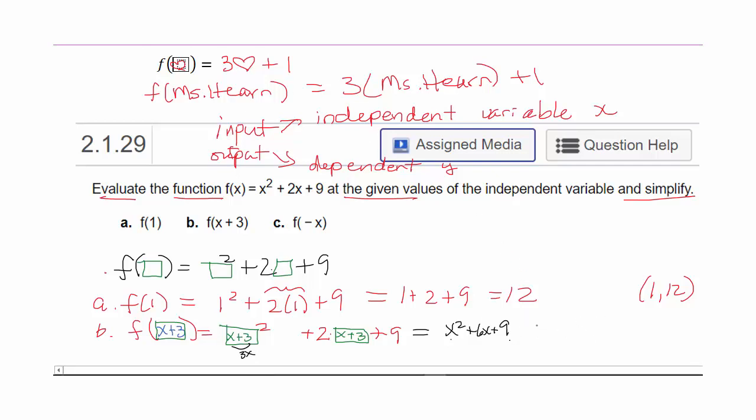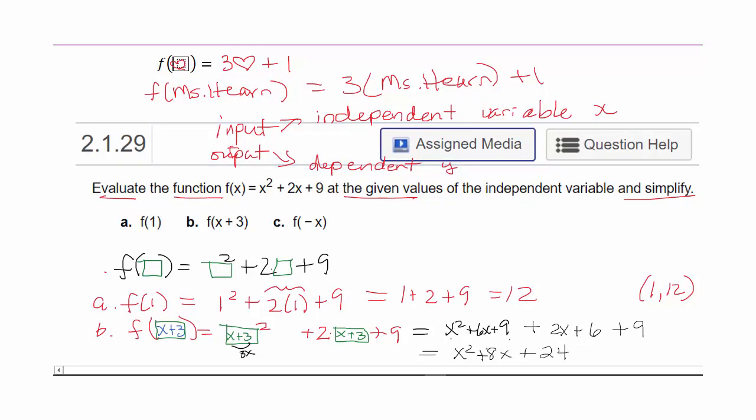All right, and then plus 2 times x plus 3, so distribute: 2x plus 6 plus 9. And so we get, combining like terms, x squared plus 6x plus 2x is 8x. Plus 9 plus 6 is 15, plus 9 is 24. All right, so that's about as simplified as we can get.